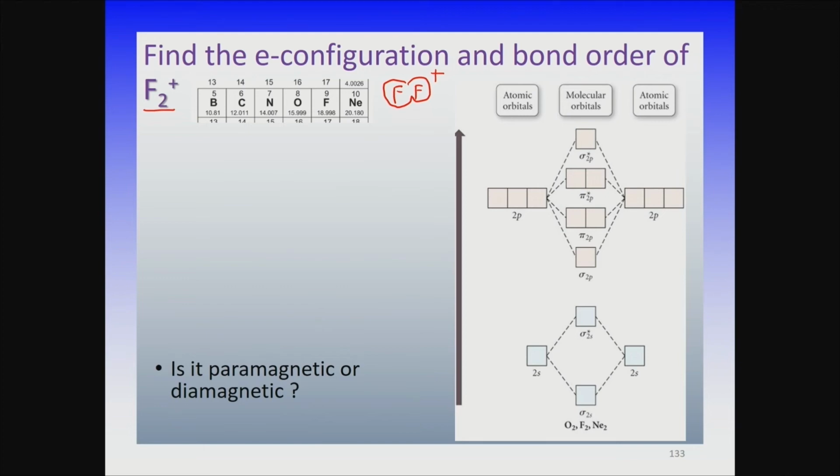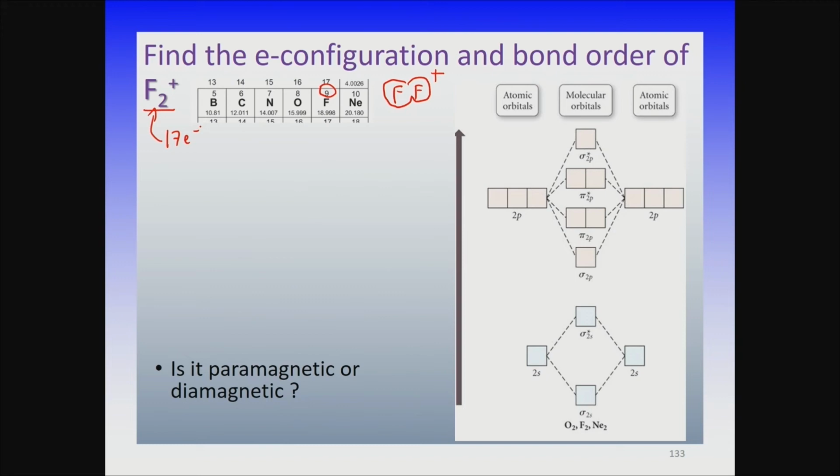And so we need to count the total number of electrons found in this molecule, but then only add valence electrons to the diagram. So let's see how many total electrons we would find in the F2 molecule. Well, fluorine has 9 electrons, and there are 2 of them, right? So there would be a total of 18 electrons in the molecule, but it's missing 1 electron. It's a cation, so there are really 17 total electrons in the molecule.